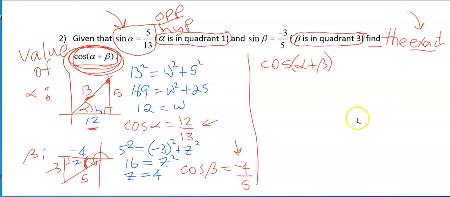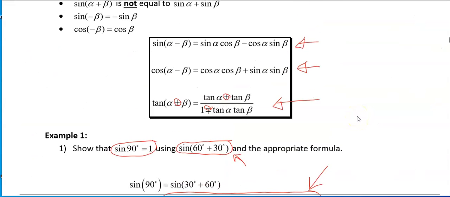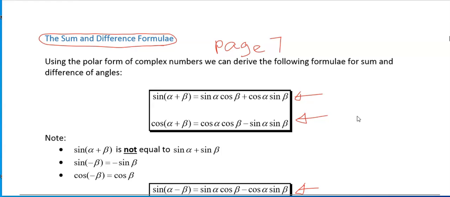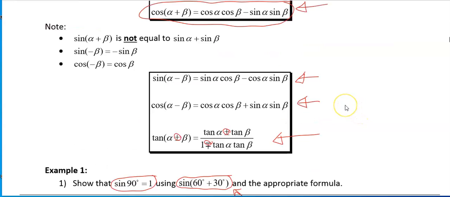Well, if you go back and look on the previous page, right there, there's the formula you're going to have to use. That second one right there. All right, so let's go ahead and use that formula. Remember now it's cosine alpha, cosine beta minus sine alpha, sine beta.